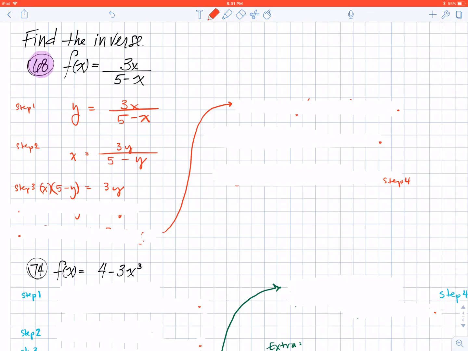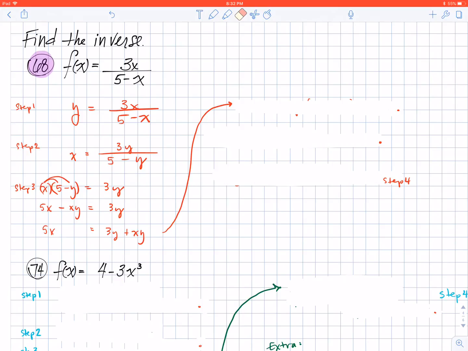After we do that, we're going to do a bit of distribution. So we want to take our x and pass it out to the quantity. So you see what that gives us, a 5x minus an xy is equal to a 3y. Now notice I have 1, 2, 3 terms in this equation. What I want to do is I want to get all of the y terms on one side of the equation and the non-y terms on the other side of the equation. So you'll notice that I took that negative xy and moved it over to the right side using addition.